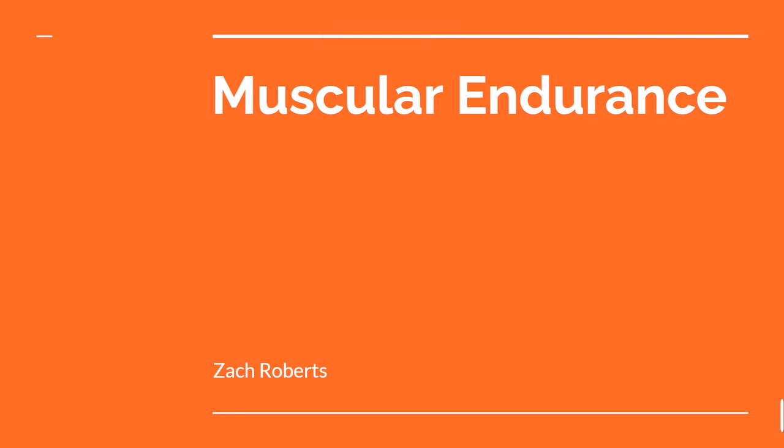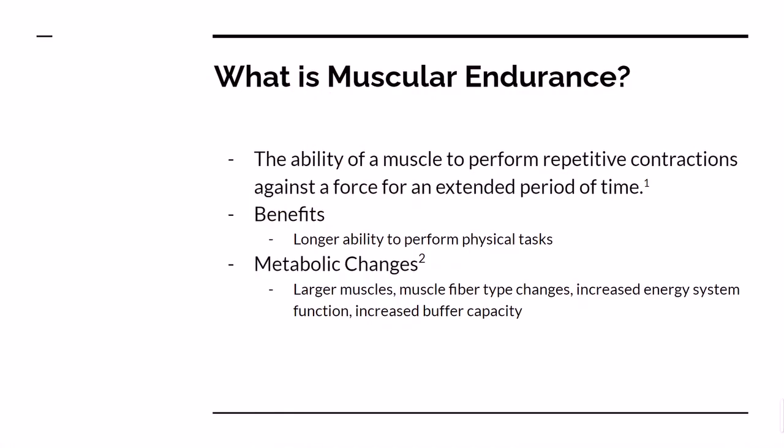Hi everyone, today I'm going to be talking about muscular endurance. So what is muscular endurance? Muscular endurance is the ability of a muscle to actually perform repetitive contractions against a force for an extended period of time. So a prime example of this would be like doing a leg press for say 2 minutes.